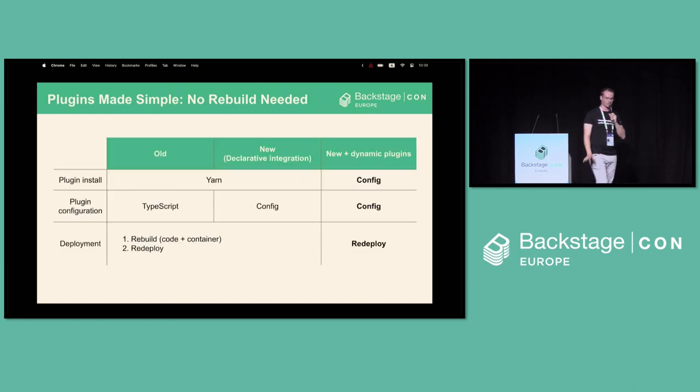So just a quick comparison here. When I compare the old system, the new declarative integration, the new front-end backend system, and the new system plus dynamic plugins: instead of doing yarn install, I can just write an entry into a config file. Instead of configuring the plugin through TypeScript, or in the new declarative integration through config, I can do the same. I can just leverage the config. And the most important change is that to deploy the new plugin into a running Backstage instance, I don't need to rebuild my code base and package it inside a container image and then redeploy. I just redeploy, which is just a container restart. I don't need to do anything else.